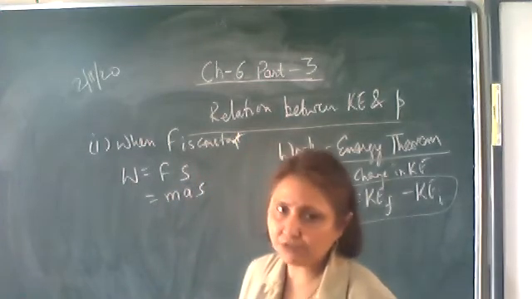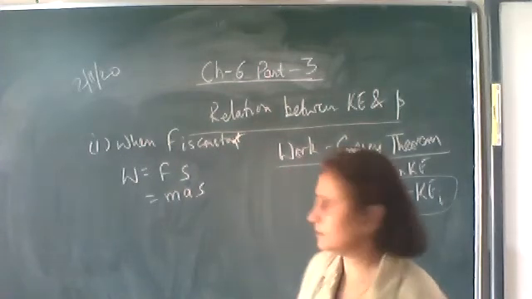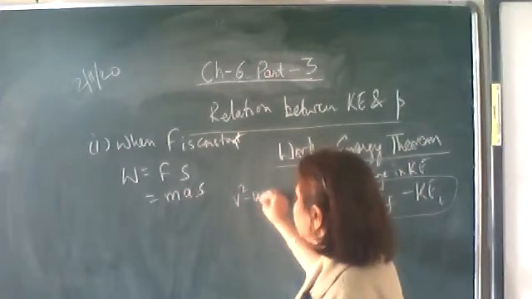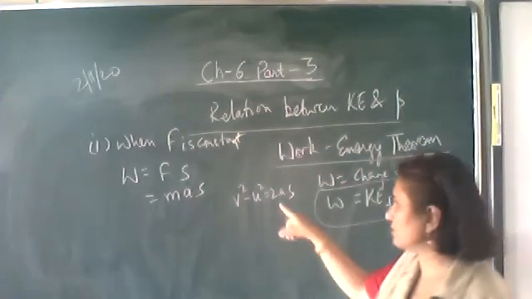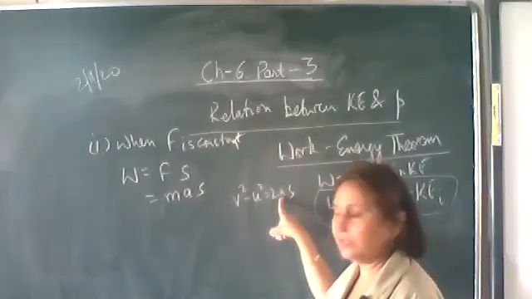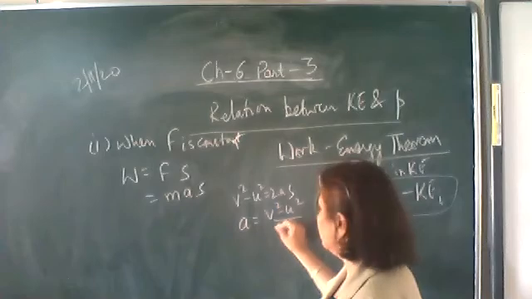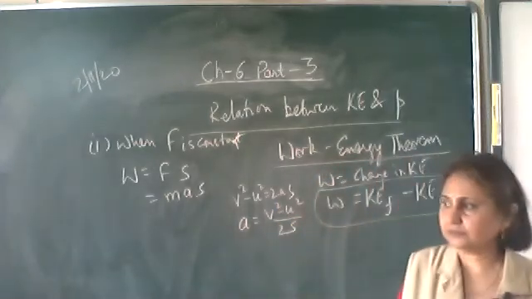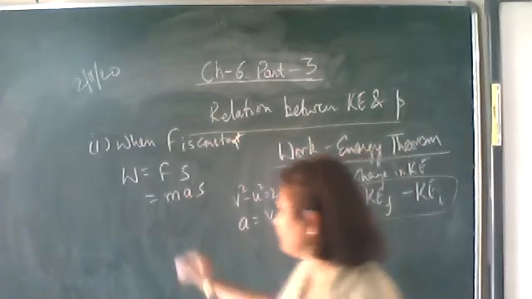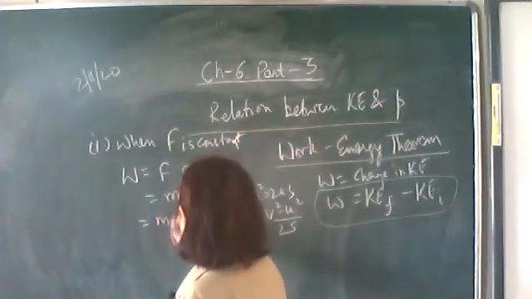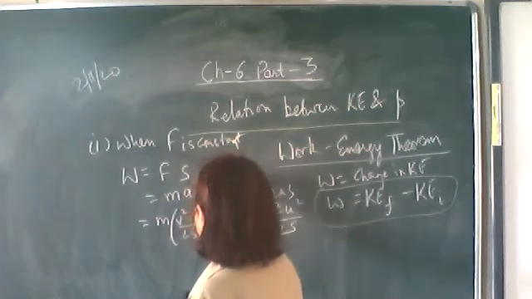Now from the third equation of motion, we know that v square minus u square is equal to 2as. These are the equations when the force is constant. You can find out the acceleration from here. The acceleration is v square minus u square upon 2s. Substitute it over here: m into v square minus u square upon 2s, into s.